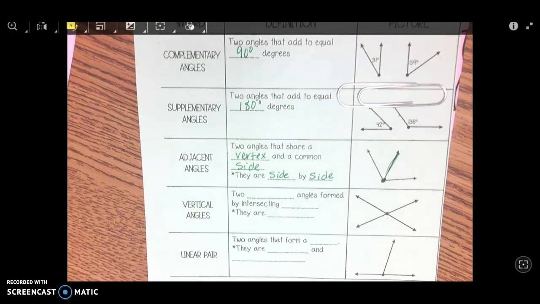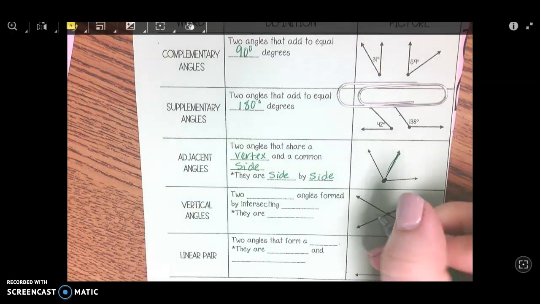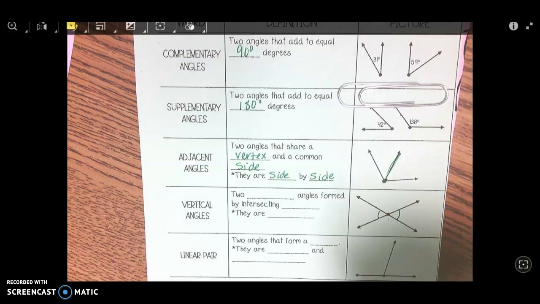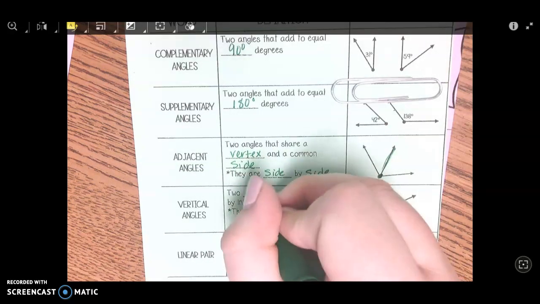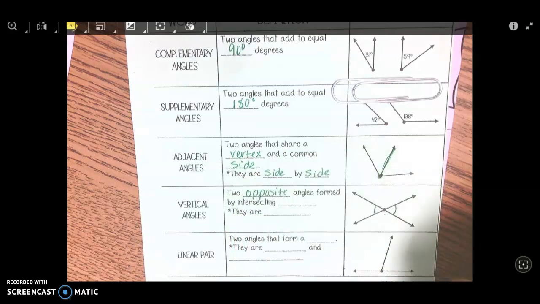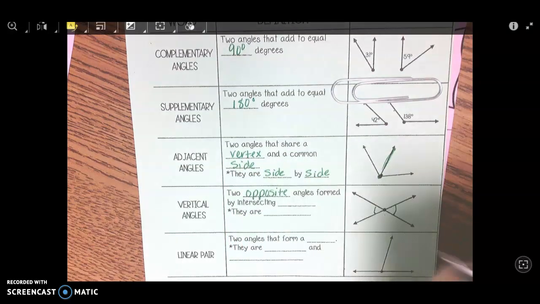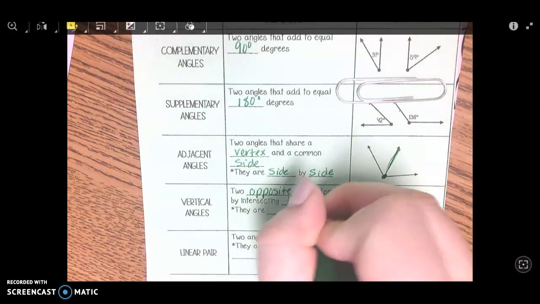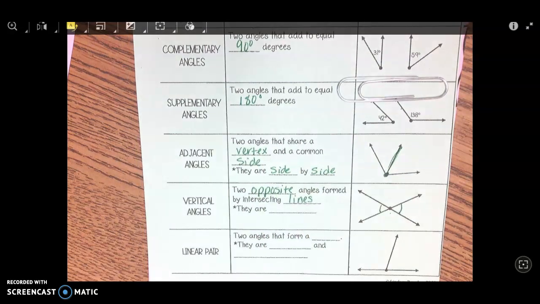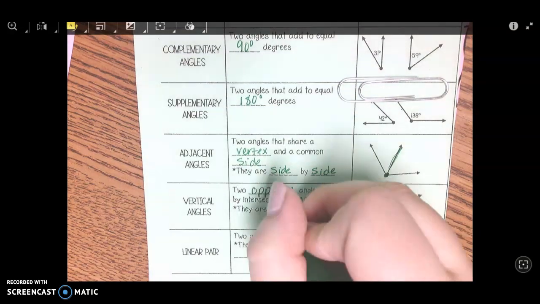Okay. Vertical angles. So these would be vertical angles. Two opposite angles formed by intersecting lines. And what's their relationship? They are congruent. Very good.